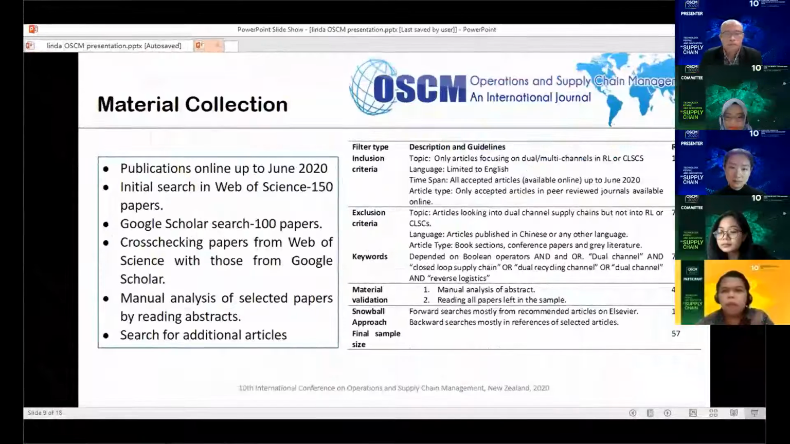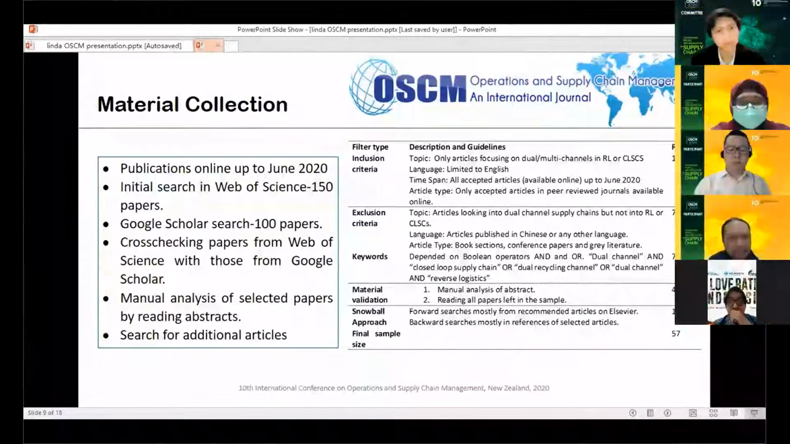In collecting the materials, I used the Web of Science and Google Scholar. Then I cross-checked my papers from the Web of Science with those of Google Scholar to make sure there were no repetitions. After collecting the papers, I carried out the manual analysis of the selected papers by reading their abstracts. Then I searched for additional articles.